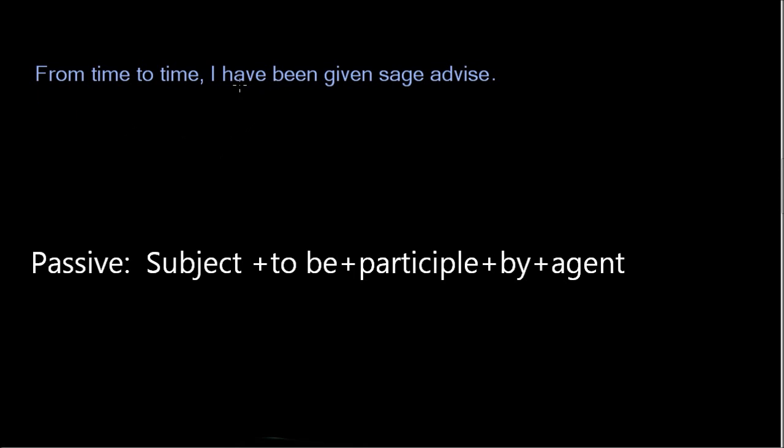Let's look at another one. From time to time, I have been given sage advice. Active or passive? Well, let's look at our verbs. We have a form of the verb to be, been, which is the perfect form of the verb. And we have a participle form of the main verb, given. We have a third one thrown in here, which doesn't really affect active or passive. It's a helping verb, to have.